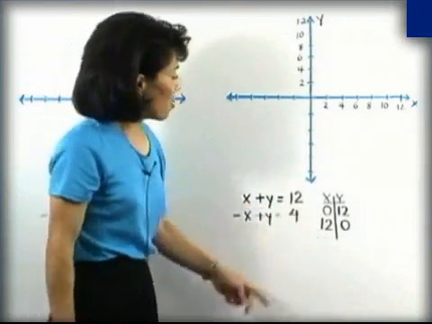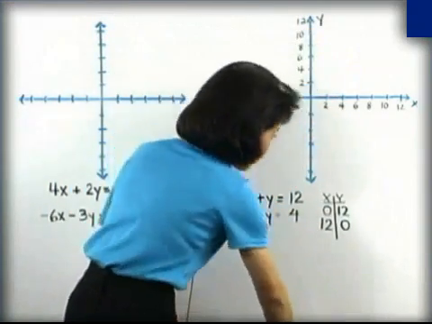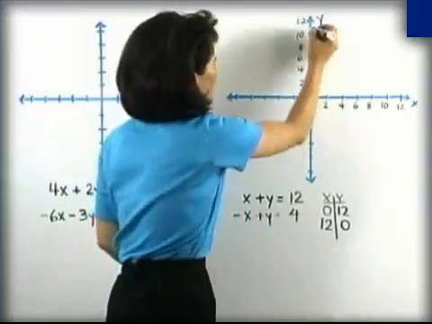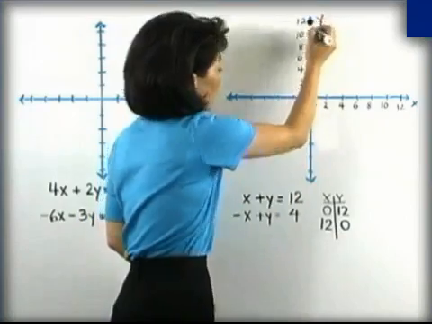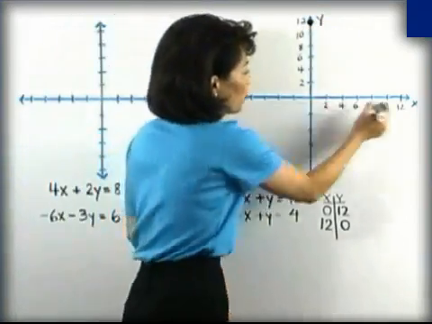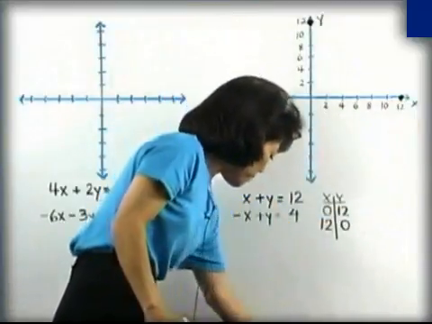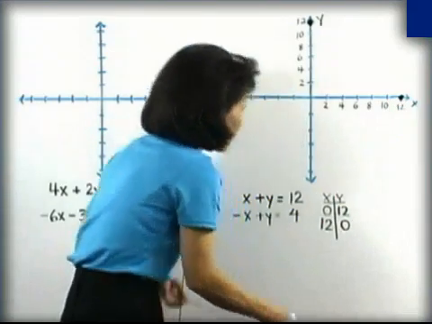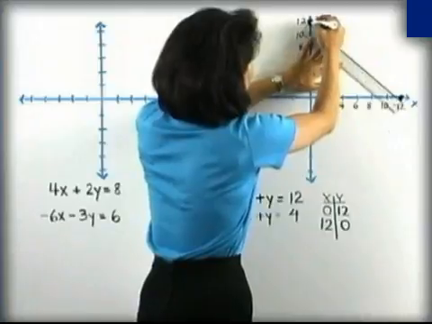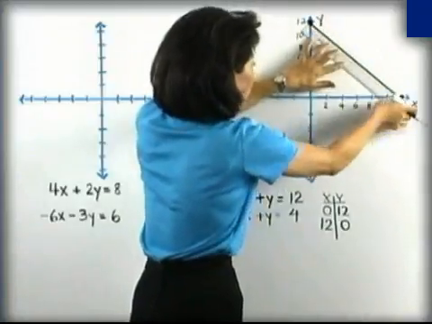So let's plot the points. (0, 12) would give me 0 here, and 12, let's do that in another color so we can see it a little clearer. That would be black. (0, 12). And then we have the other ordered pair, (12, 0), which is over 12. And there we have it. So now let's draw the line that connects those 2 points at (12, 0) and (0, 12). And we get a line that looks something like that.